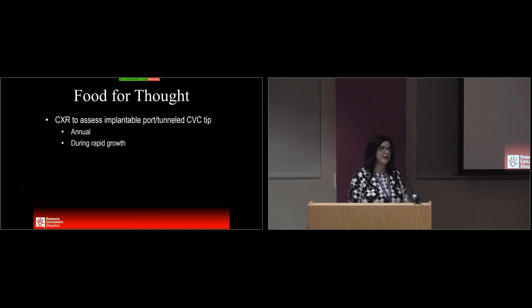And again, I really think we should be doing surveillance chest x-rays on kids that have long-term lines, so those with ports and Broviacs. It should probably be annual to double check tip position, but in kids that have growth spurts, so in infants, toddlers, et cetera, whenever there's growth, we should look at the tip position. If it's high, we really need to change those lines if they still need their vascular access to reduce the risk of complications.